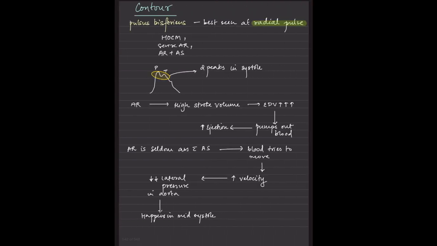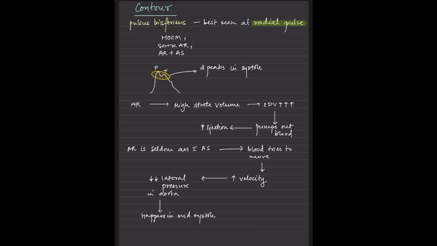Coming to the contour, pulsus bisferiens. Now, this is very confusing, words like dicrotic pulse or pulsus bisferiens. Pulsus bigeminus too. Pulsus bisferiens means that in systole itself you get two pulses, which is seen in HOCM, severe AS, and severe AR. This is the percussion and tidal wave, both seen in systole only, and best felt at the radial pulse. So what is the mechanism behind this?